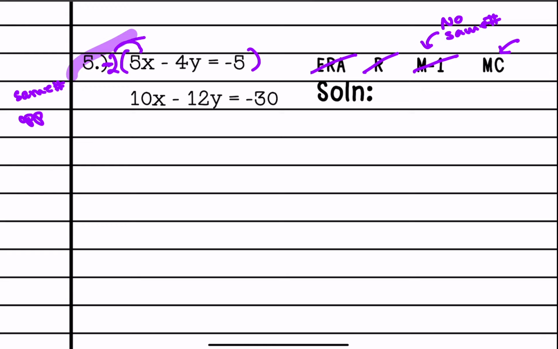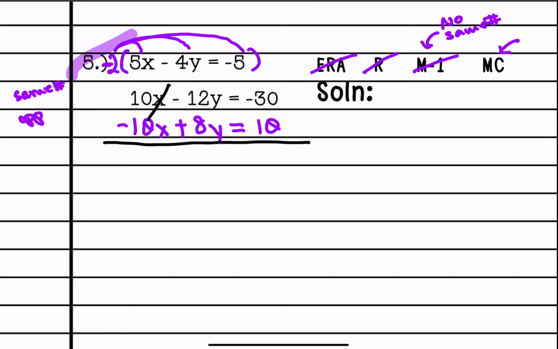I'm showing this because there's some people who are like, I don't want to do all those steps. And that's fine. So this gives us -10x plus 8y, equals a positive 10. There we go. That looks good. Okay, now I can eliminate my x's. This leaves me with -4y equals -20. And when I solve for y, I get y is equal to a positive 5, so that's good.